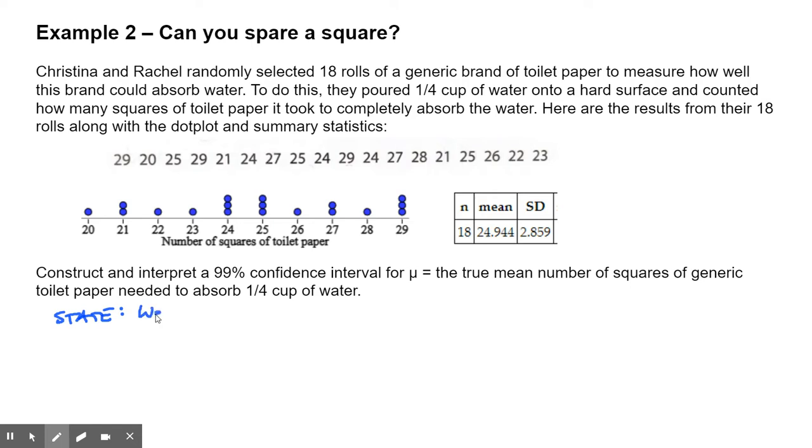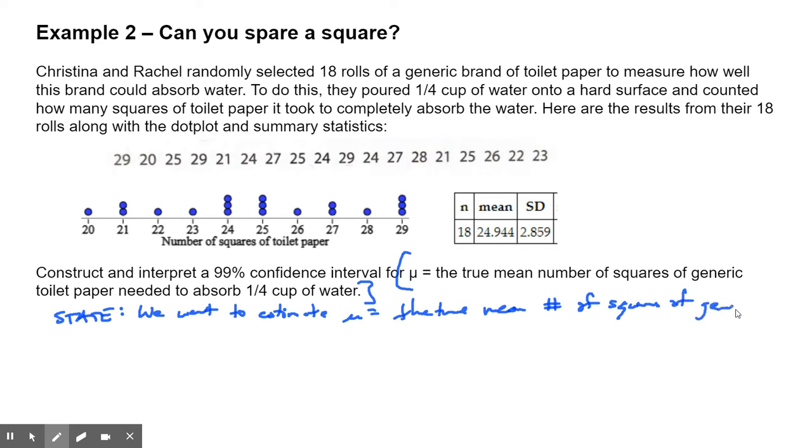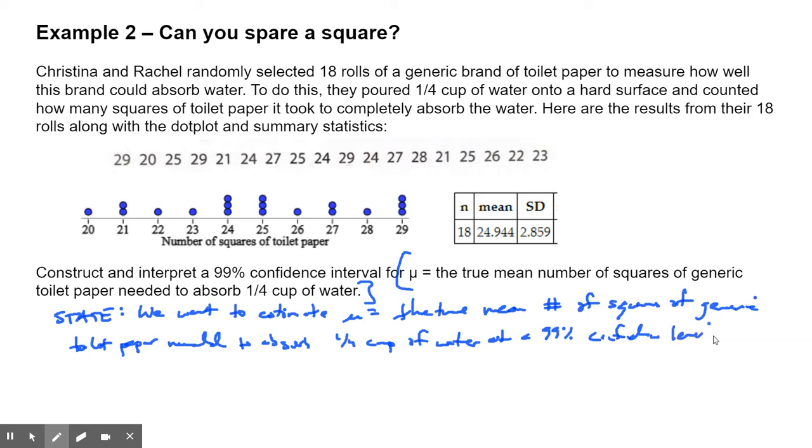So we're going to state we want to estimate mu equals, and I'm just going to write this down, the true mean number of squares of generic toilet paper needed to absorb 1/4 cup of water. If you had to write it by hand, typing I think is a lot faster. And then remember, in the state, you have to state the confidence level at a 99% confidence level. Okay, so there's the state portion.